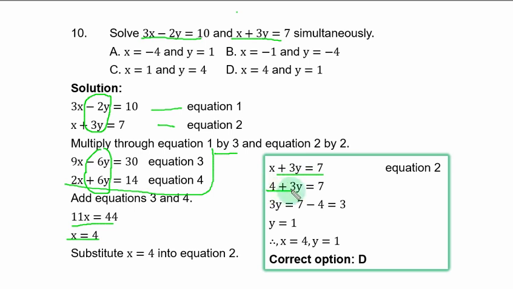So you have 4 plus 3y equal to 7. Collect like terms, you have 3y equal to 7 minus 4, and that is 3. Divide through by 3, y is equal to 1. Therefore, s is equal to 4 and y is equal to 1. D is the correct option.